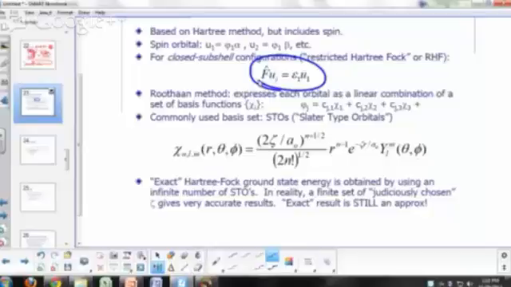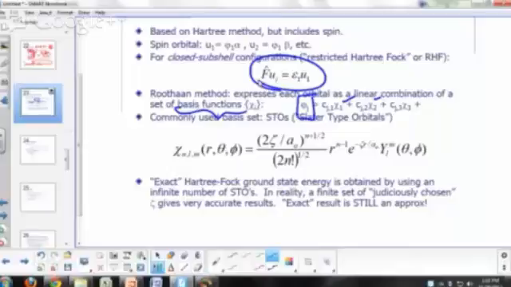In the Hartree Fock calculation, a common technique is to use a set of simple functions that you can manipulate easily, called basis functions. So like chi sub i here, chi 1, chi 2, chi 3, and so on. And you express your orbital as a linear combination of those basis functions.